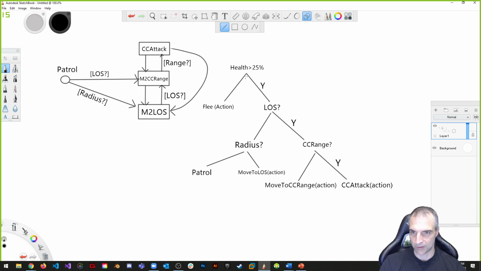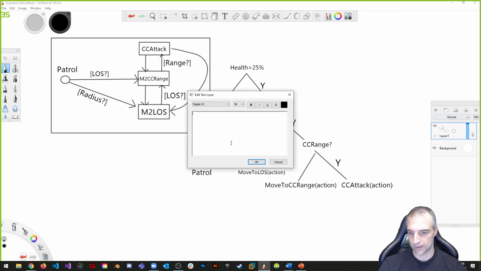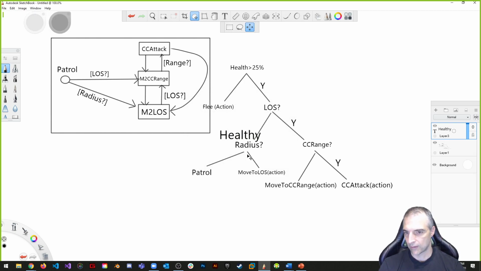This is what I talked about here. Either I'm healthy or I'm not healthy, and I've got to check that first thing. So it's almost like I've got to draw a box around this entire thing right here, and this is the inner thing. I'm healthy, and this is the healthy state, where I'm greater than 25%. Otherwise, I'm not healthy, and if I'm not healthy, then I want to flee.